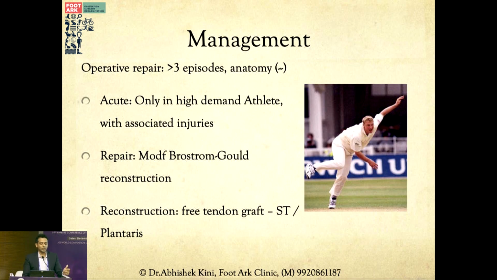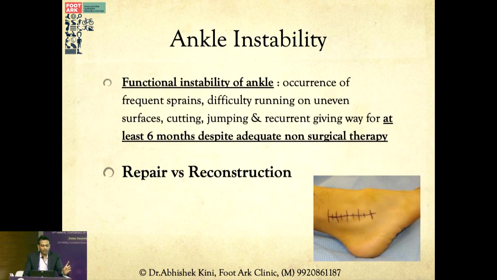So operative repair: more than 3 episodes, anatomical variations, peroneal tendon repairs, osteochondral injuries, loose bodies. In acute cases, we do it in high demand athletes with associated injuries, like Freddie underwent this, eventually couldn't come back to cricket. For repair, we do a modified Brostrom Gould, and for reconstructions, like in chronic cases, we use a free tendon graft, like how an ACL is done, using a semitendinosus or even a plantaris. So again, coming back to the definition: instability of the ankle, recurrent sprains, recurrent inability to assume activities of daily living despite a relatively conservative approach.